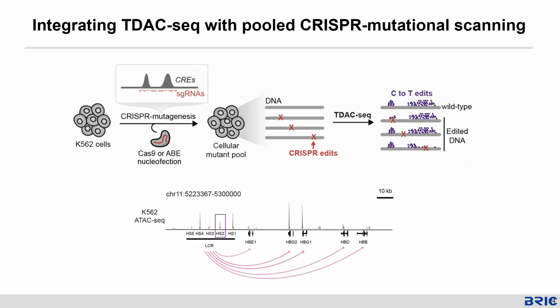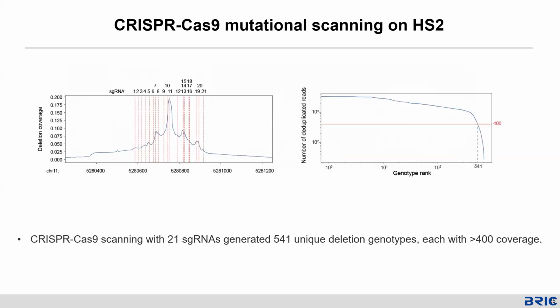And the first cis-regulatory element we chose for CRISPR screening is HS2, which is one of the enhancers that control globin gene expression. First, I conducted the screen using Cas9 cutting and a 21 guide RNA library, and this generated 541 unique deletion genotypes, each with more than 400 coverage. And as expected, the deletions were enriched around the guide RNA binding sites.